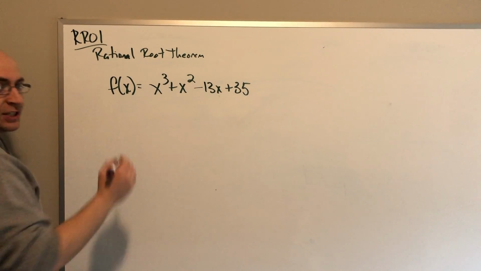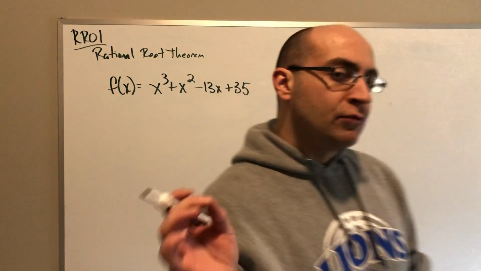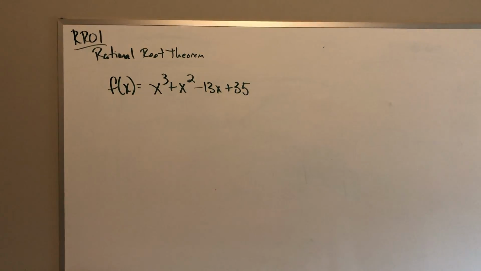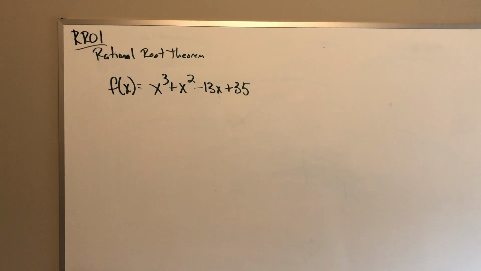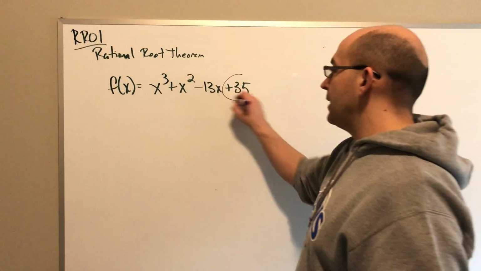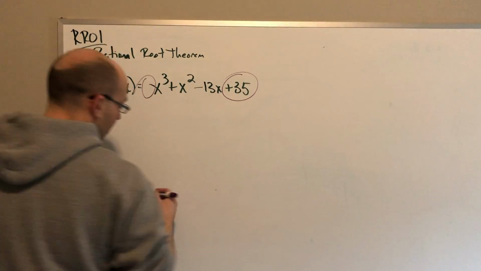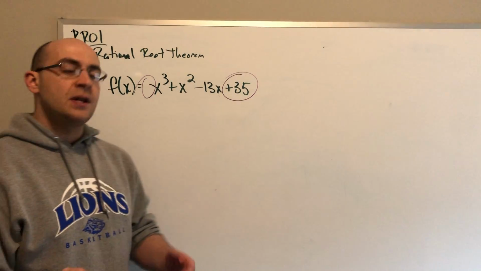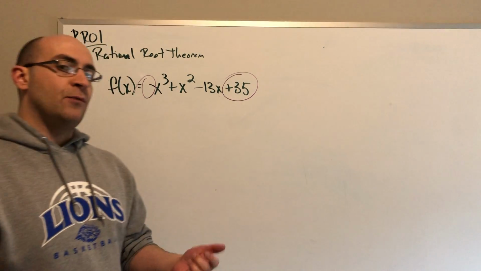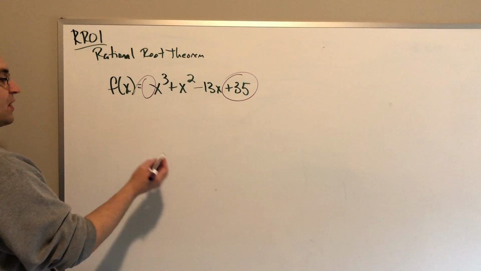Okay, so the rational root theorem helps us identify possible rational roots for the purpose of graphing a polynomial of a higher degree. What we are doing is taking the constant term and the leading coefficient, and we are going to find the factors of those two things to see if we can find a rational root using synthetic division.